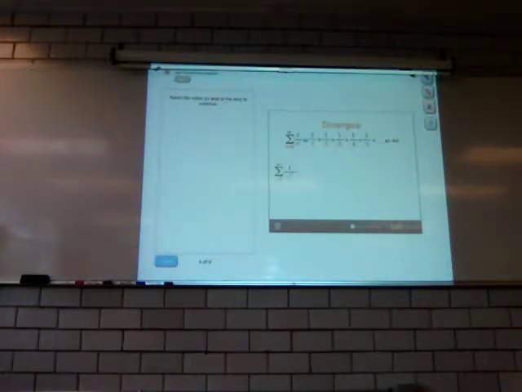Let's look specifically at when P equals 2. So that's 1 over 1 squared plus 1 over 2 squared plus 1 over 3 squared, and so on. Which of these two series has the bigger terms?